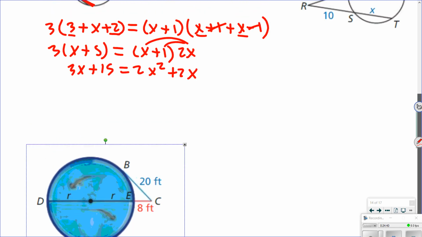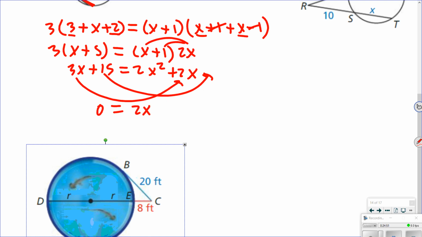Okay, let's finish solving this. This looks like a quadratic. So let's get everything on one side. I've got this 2x squared over here, so I'm going to move the 3x over there. I'm going to minus it over and minus the 15 over. So I end up with 0 equals 2x squared, I minus the 3x, so it would be minus x, minus the 15 over.